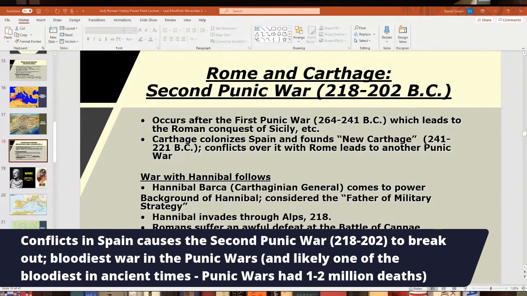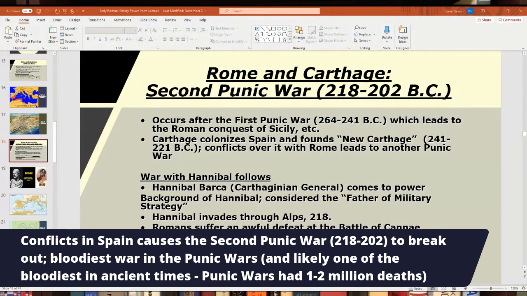The Second Punic War was the bloodiest of the three Punic Wars. There were three of them: first, second, and third. This one was the second longest, 218 to about 202 BC. They're not sure the death counts are right, but anywhere from 1 to 2 million people died in the Punic Wars. This one, maybe close to 1 million may have died, as far as they know. So they think the Punic Wars were some of the bloodiest conflicts fought in ancient times. You'd have to go much later, up to modern times, to find anything even close to that. I think maybe the Hundred Years' War or something like that might be considered pretty bloody.